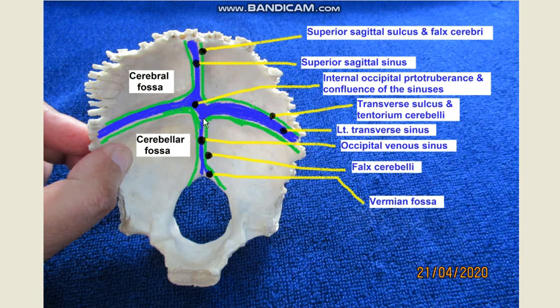Passing downward from the internal occipital protuberance, you have the internal occipital crest, which gives attachment to the falx cerebelli. It's a dural fold between the two cerebellar hemispheres, and this falx cerebelli splits below to form the vermian fossa, which lodges the inferior vermis of the cerebellum. And along this falx cerebelli, you have the occipital venous sinuses. So this is more or less what you need to know about the squamous part.